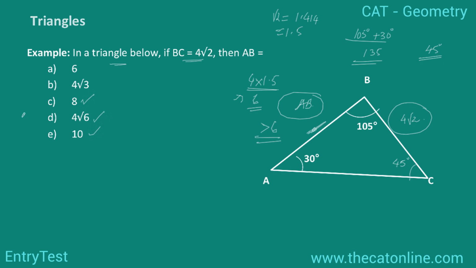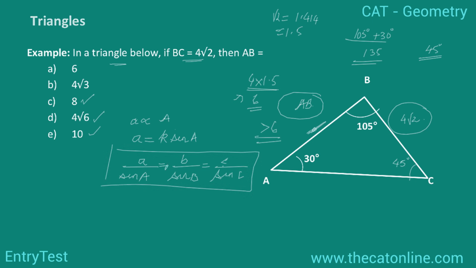So in such a condition, I can apply the sine formula. Now what is the sine formula? I know that this side will be proportional to the sine of the angle opposite to it. If I have to bring an equality sign, A over sine A is equal to B over sine B is equal to C over sine C. So I'll be using this formula to get the relationship between angle and the opposite side.